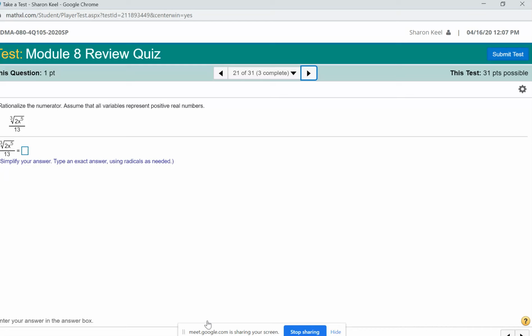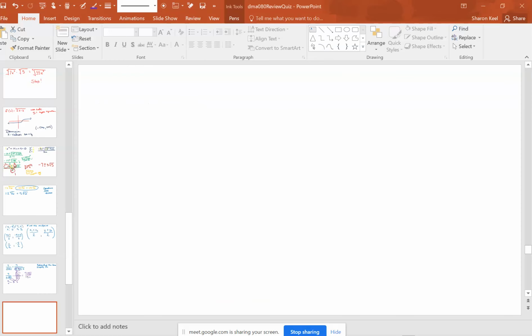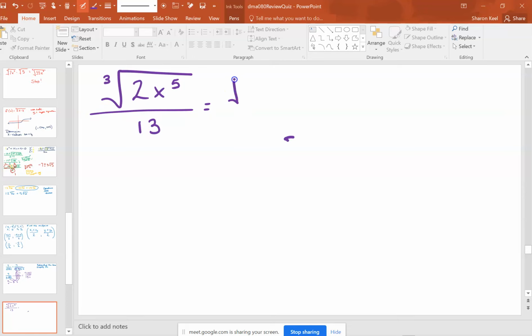This one asks us to rationalize the numerator. Same process. The cube root of 2x to the 5th over 13. So, in this case, the 2 doesn't simplify, but I am going to write out all of those 5s just so you see what we have. 2 and 1, 2, 3, 4, 5 x's. And here's my 13.